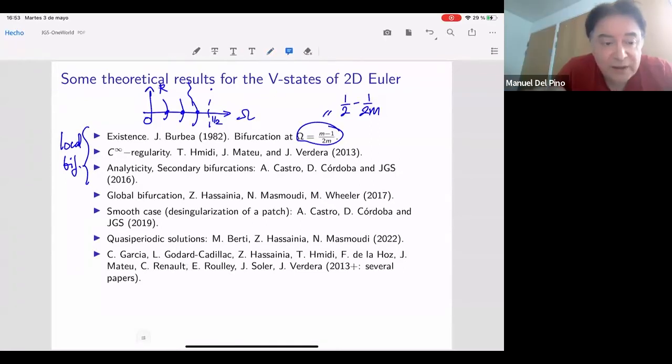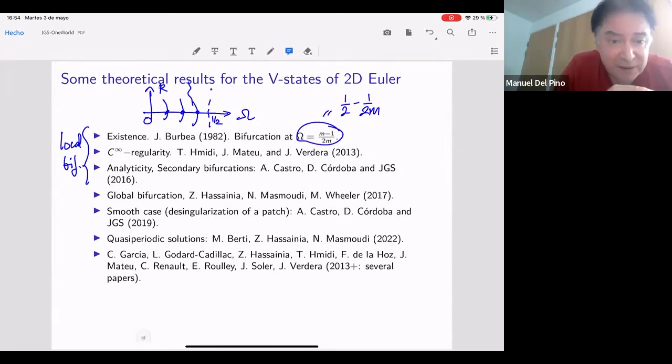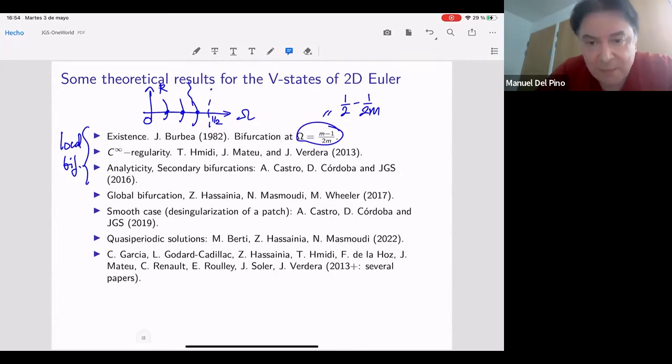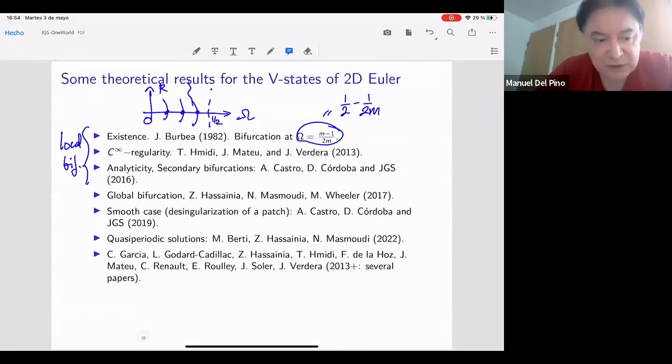Sorry, Javier. Yes. These are bifurcations from what again? From the disk. Yes. And m means the symmetry class that you're taking. So m is the m-fold solution. And then if you assume you are in the class of m-fold, then you will bifurcate at a certain angular velocity. Okay. Thanks.